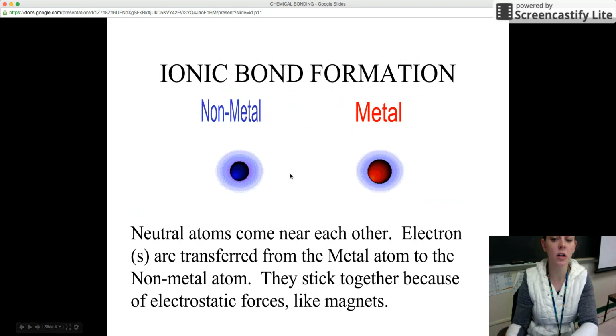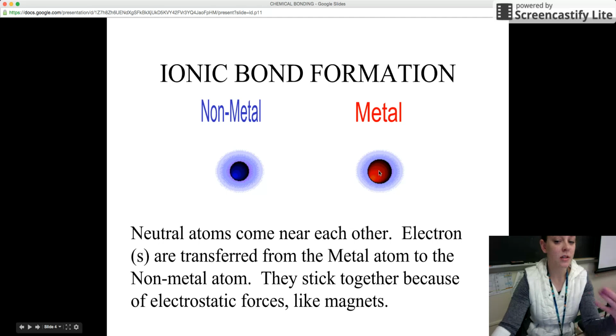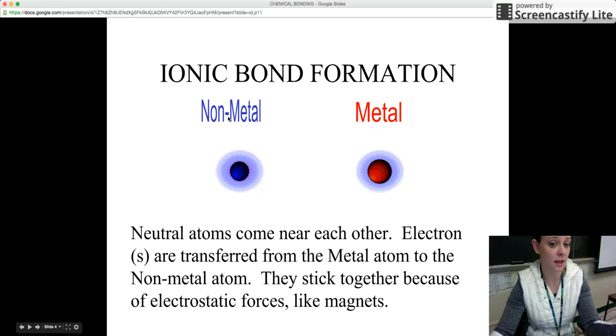When we look at a neutral regular atom, the nonmetal's here, the metal's here. The metal has an extra valence electron or an extra 2 valence electrons that it really doesn't want because it wants to be like a noble gas. So this metal is going to really try to get rid of it. The nonmetal really wants a valence electron or 2 or 3, so it's going to take those ones that the metal doesn't want.